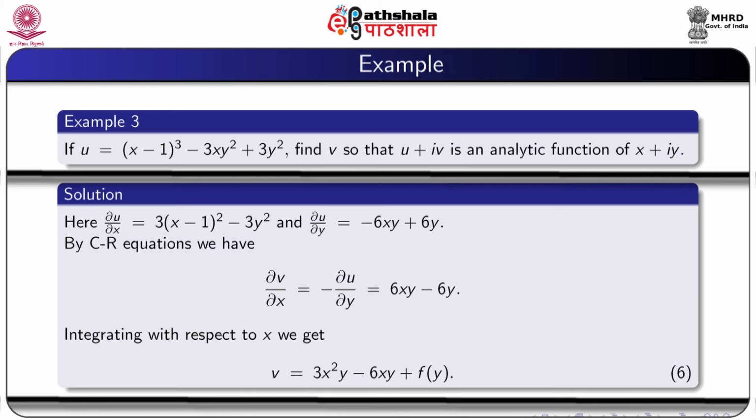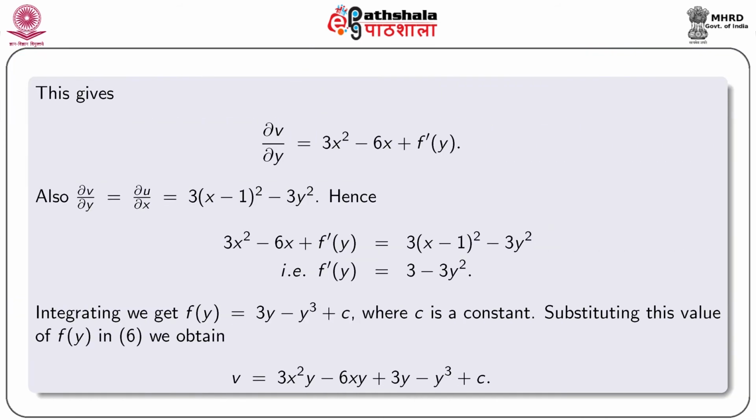By Cauchy-Riemann equations, we have del v del x is equal to minus del u del y and which is equal to 6xy minus 6y. Integrating with respect to x, we get v equal to 3x square y minus 6xy plus function of y. This is number 6. So, this gives del v del y equal to 3x square minus 6x plus f'(y).